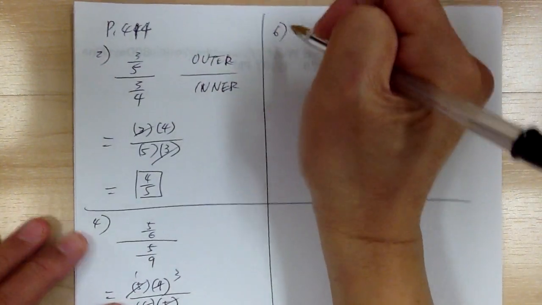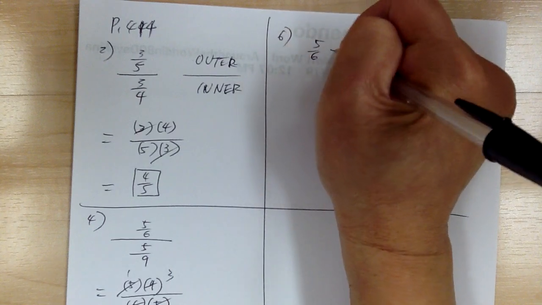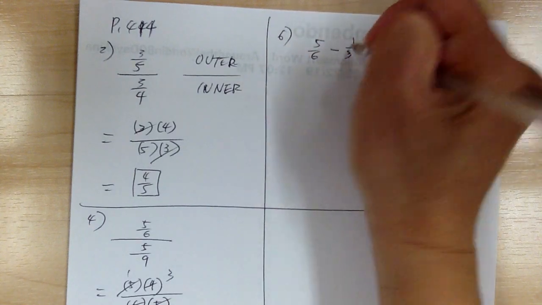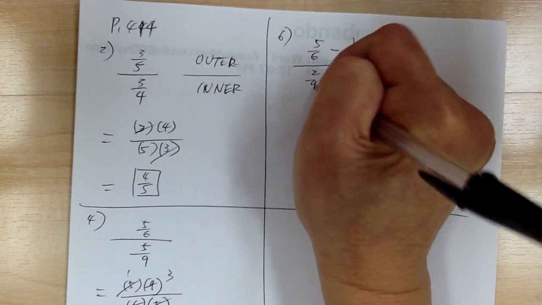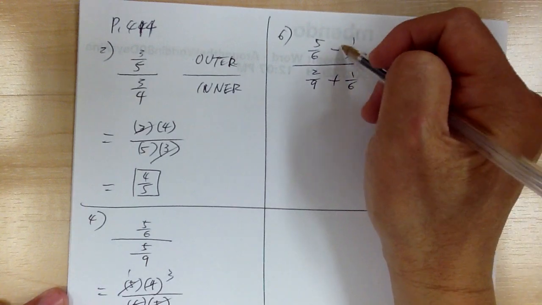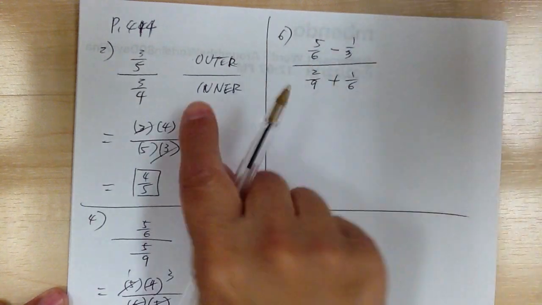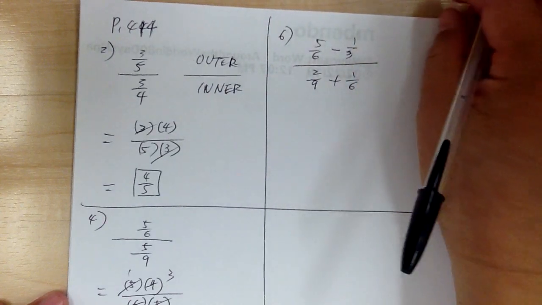Let's go to number 6. You have 5 over 6 minus 1 over 3 divided by 2 over 9 plus 1 over 6. Now when you have addition and subtraction, these are terms, so you cannot use this method. So what you need to do is multiply everything by the common denominator.